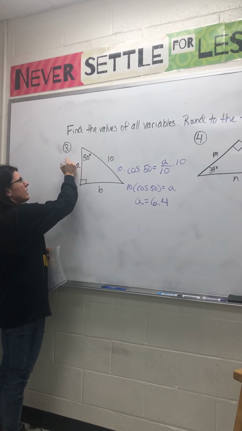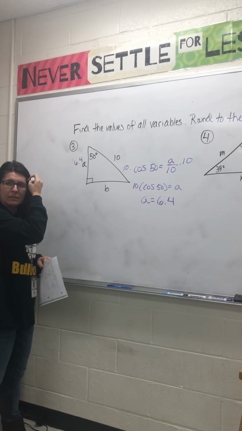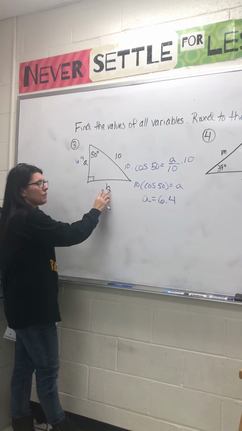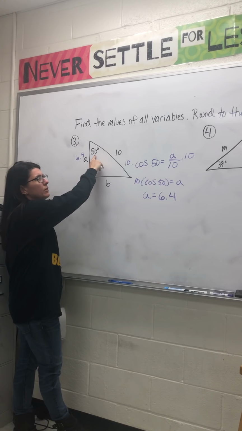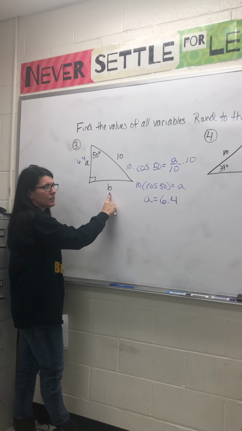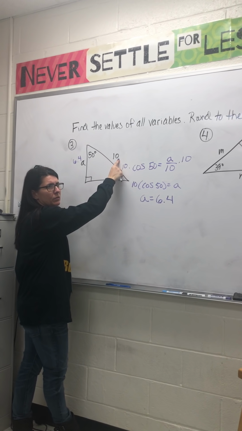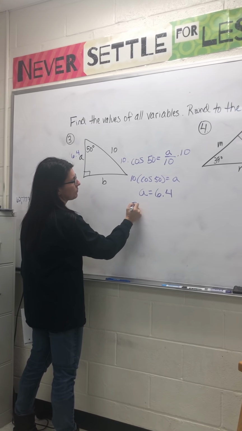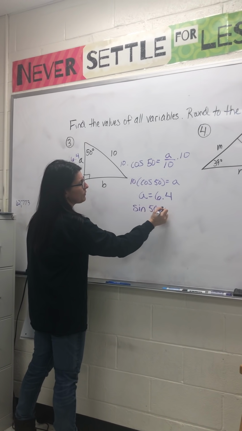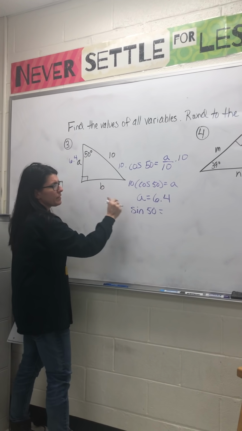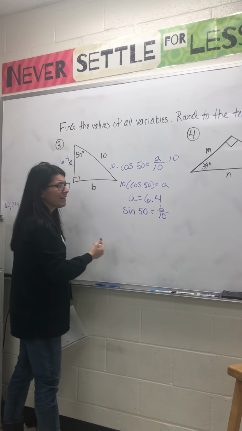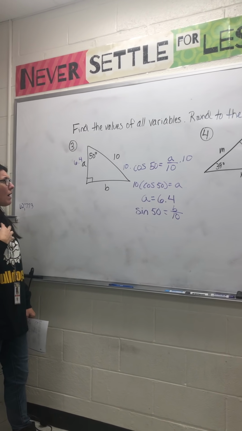Now that I know that, I can plug it in and use it as my next step. I'm not going to do that though. To find B in relation to 50 degrees, this is my opposite side, and I know my hypotenuse. So I'm going to use my sine function. The sine of 50, opposite 50 is B. The hypotenuse is 10.